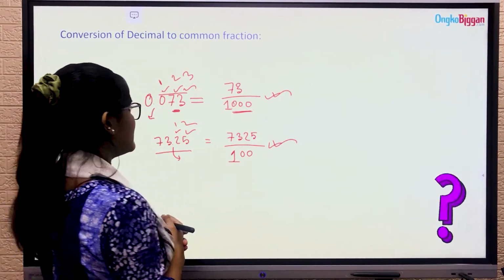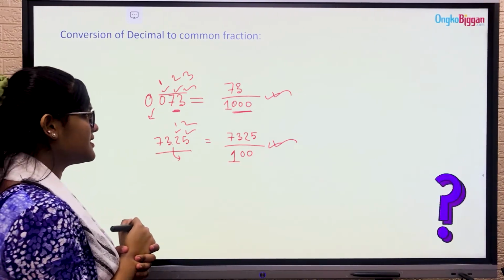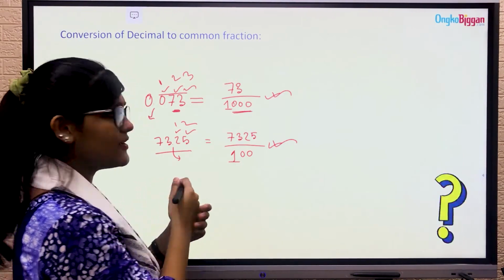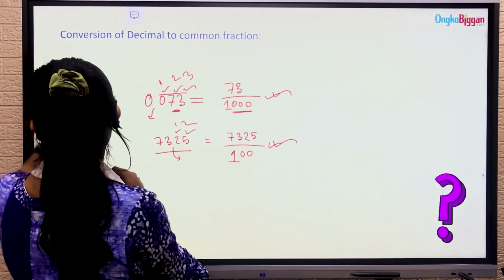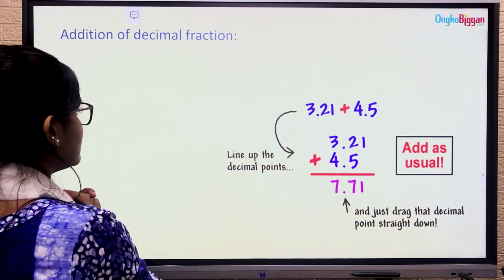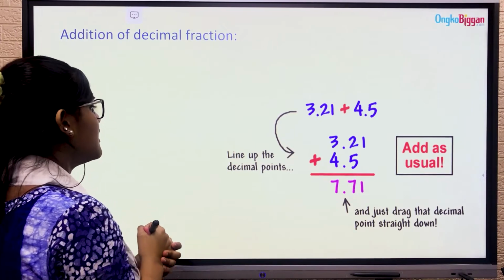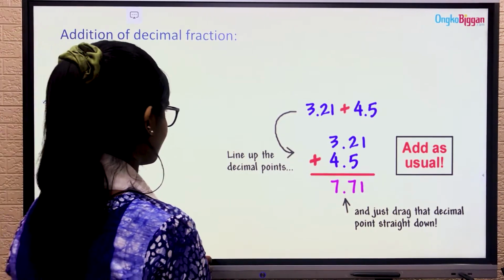So in case of addition, multiplication, or division of decimal fractions, you can just convert the decimal fractions into common fractions first, then repeat the process that we have learned in the previous chapter. But we can also add while keeping the format in decimal fractions. So firstly, we will learn addition of decimal fractions.